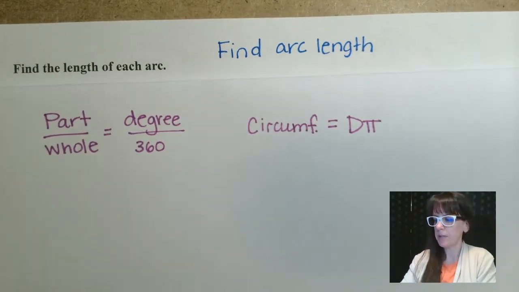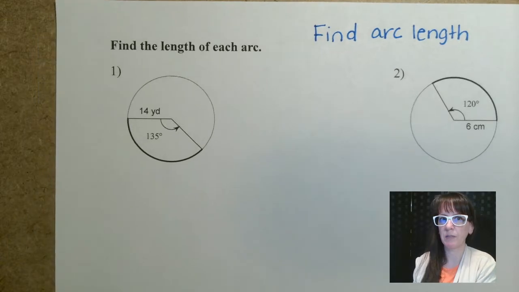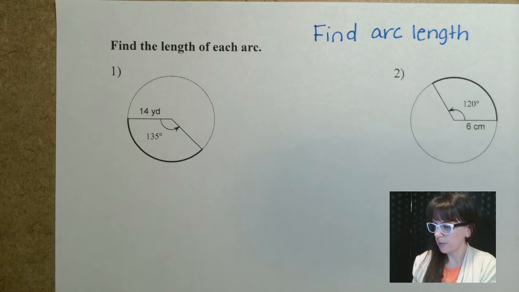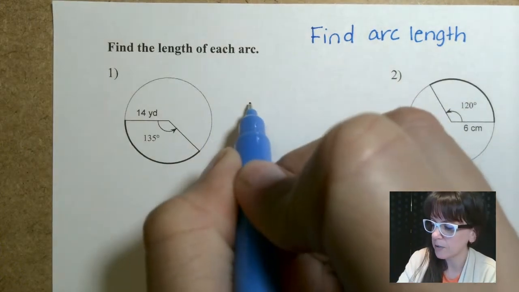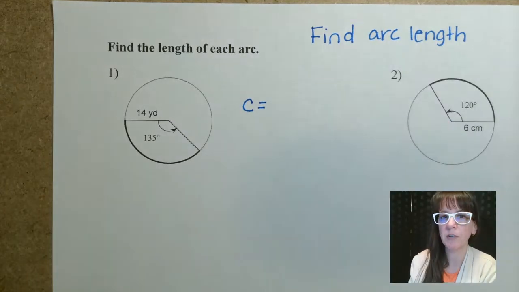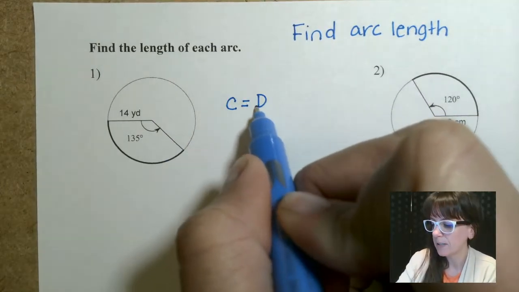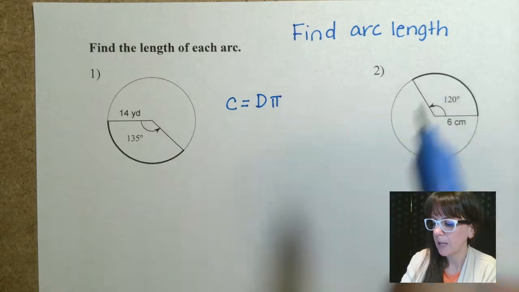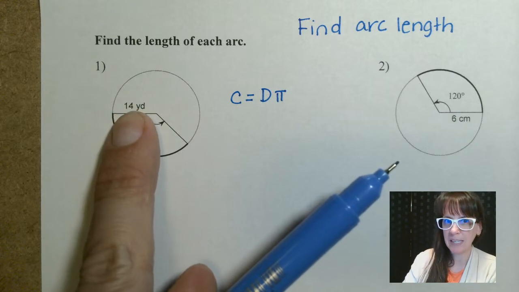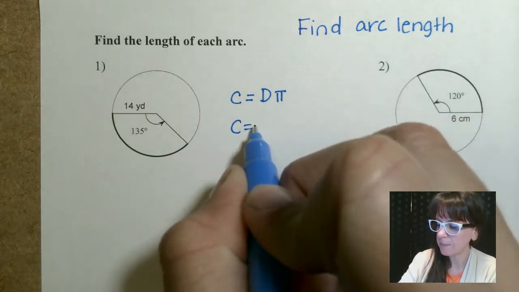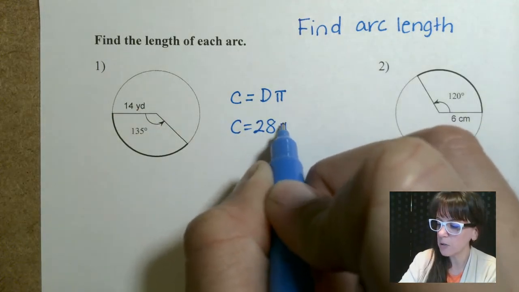So once you have those written down, let's take a look at our first one here. So what we have right now is, let me use my blue one. All right, so what we want to find first is our circumference. Remember, our circumference is the diameter times pi, and our diameter is just 2 times the radius. So we have 14 for our radius here, so our diameter is 28. So our total circumference is 28 pi.